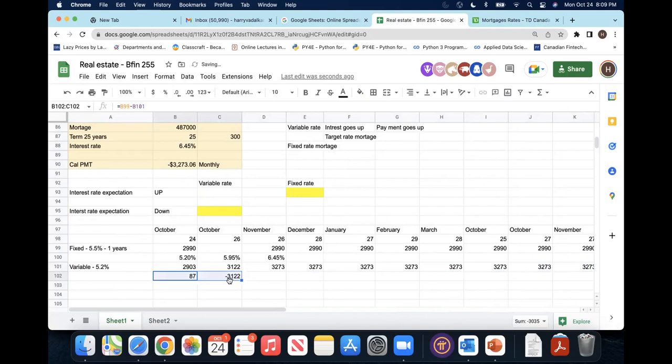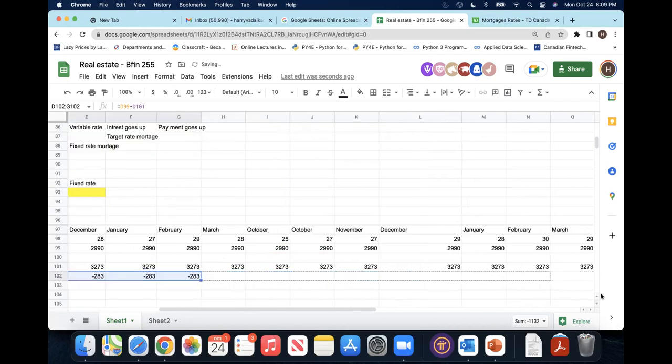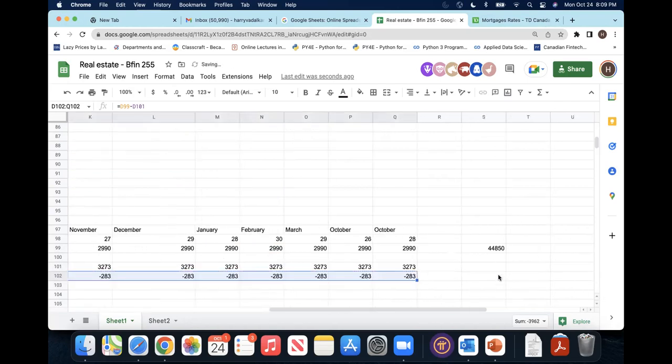First month you saved money, next month you paid extra like nothing, so this is zero payment. Okay, from here you will either save money or not. So first month you saved money, but all the rest of the months you're paying $283 extra. Okay, because you took a variable rate mortgage, and in total, if you see, you're going to pay $3,800 extra. This is how banks make money.